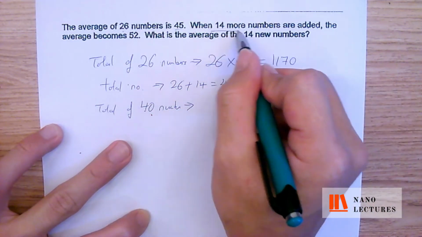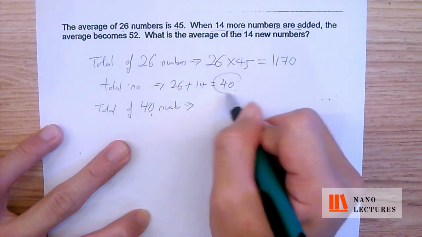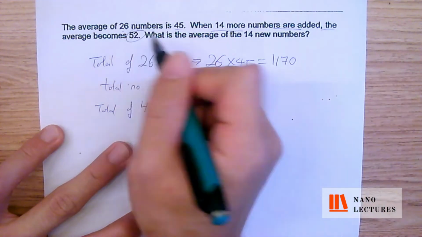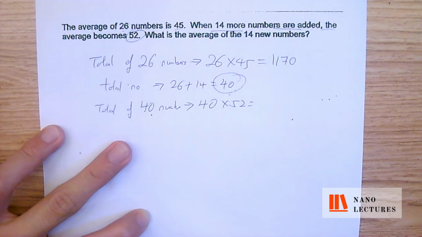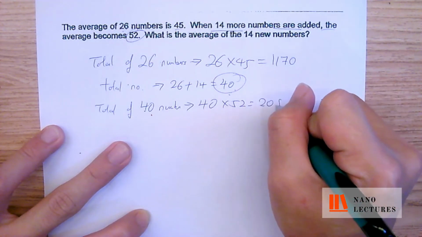They say that after 14 more numbers are added, right? Total I have 40, right? Then they say the average becomes 52. So it's 40 multiplied by 52. So 40 multiplied by 52, that will be 2080.